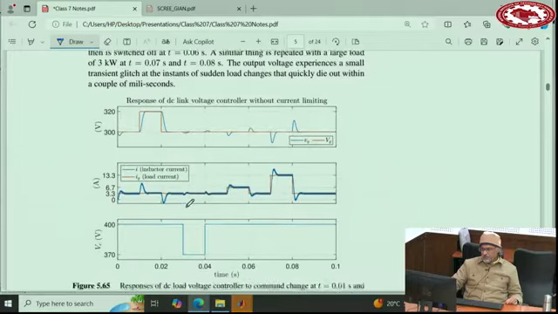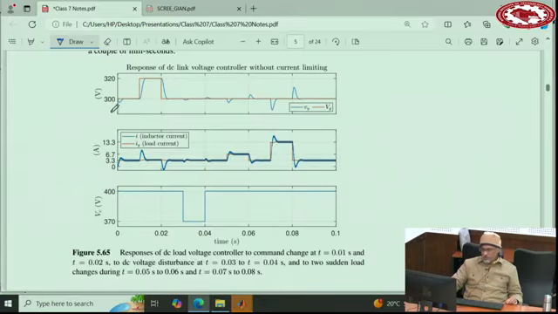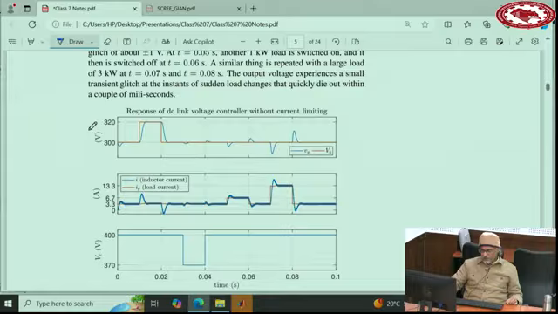This simulation shows you some of the results. So this is the starting, it's very smooth. And I think the full load is connected. Yeah, the load is connected. Yeah, full load, I believe, because the current goes to 3.3. And then at this point, we change the set point of the voltage from 300 to 320. We want to see how the controller can follow the commands. If I want to change the voltage from 300 to 320, does it follow?